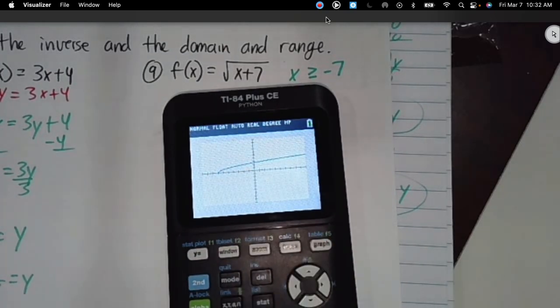Look at all your x values. They start at -7 and it's all the numbers going that way. That's what we said. What's our range? Our range is at 0 and up. So your range would be y is greater than or equal to 0.